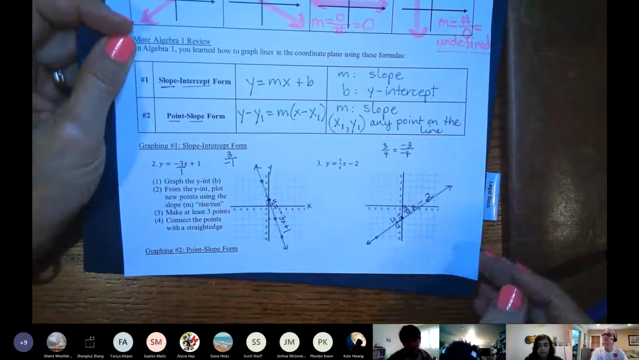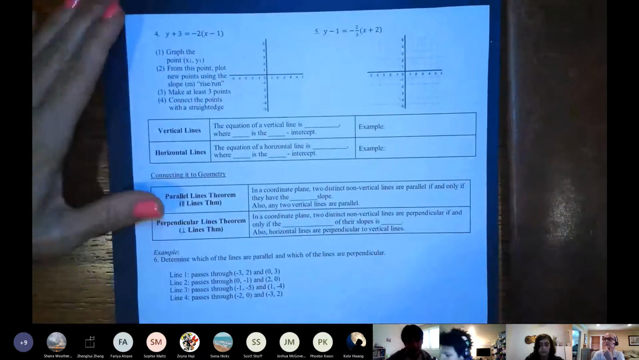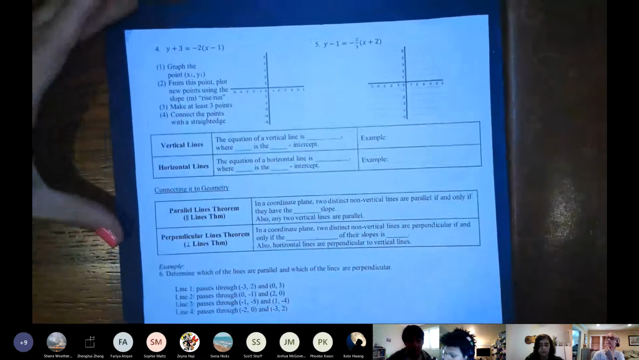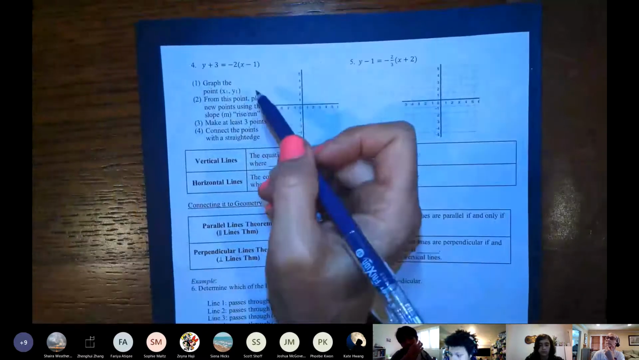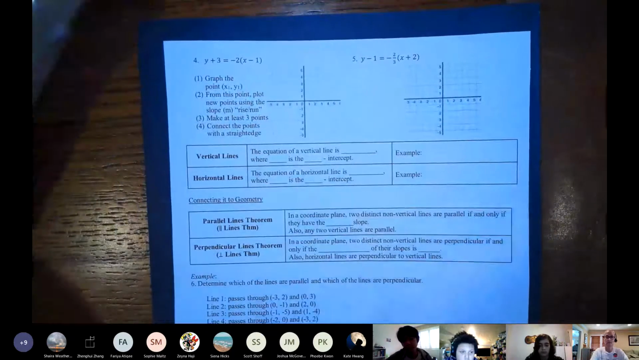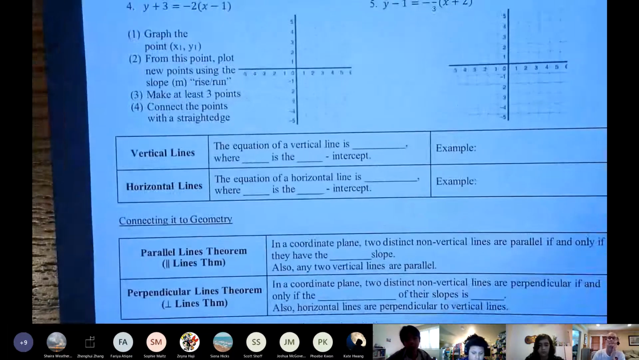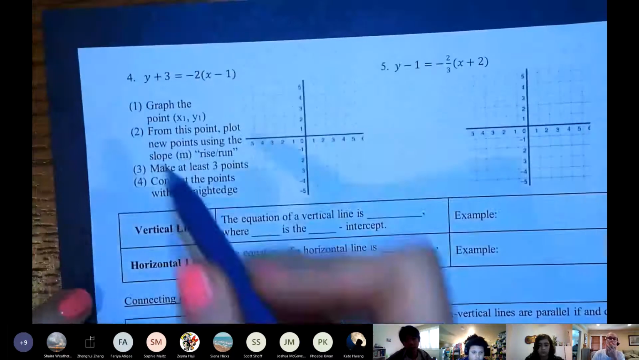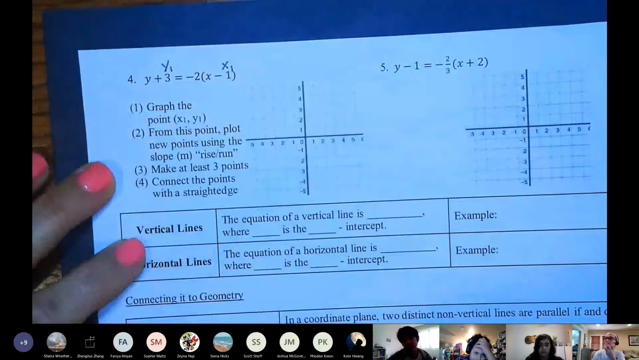Now we're going to do a second method called the point slope form. It's right here, so I'm going to turn the page over, and here we are. Point slope form looks slightly different. It's just a different form. But what it is instead of the y-intercept, what you have here is a point. So you get a point and a slope. So we're going to start with this point, and here it is. This is your x1, and this is your y1.